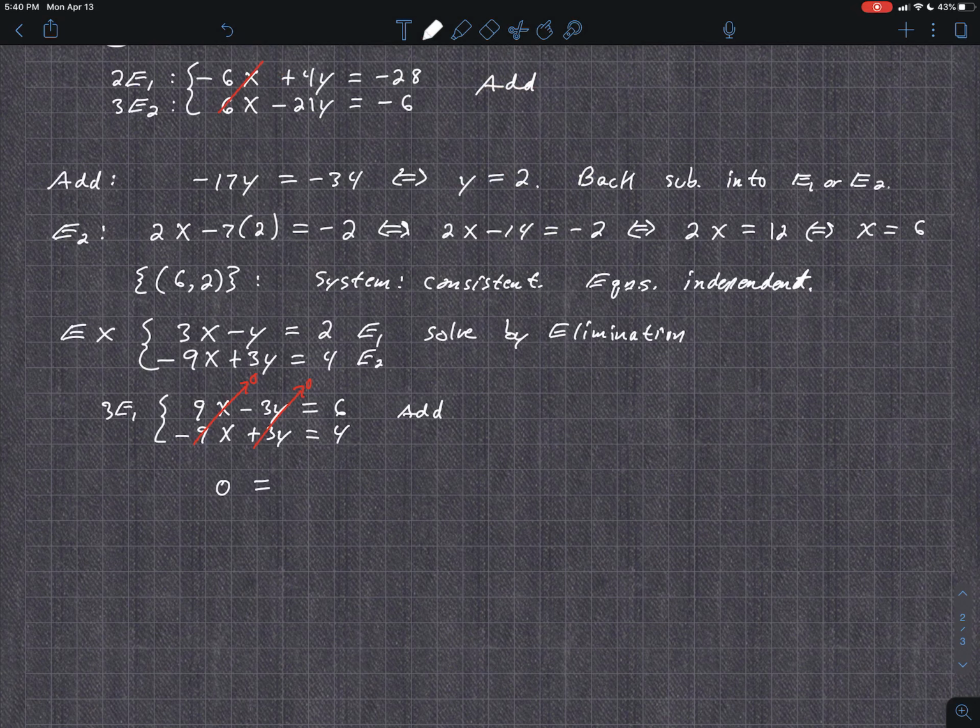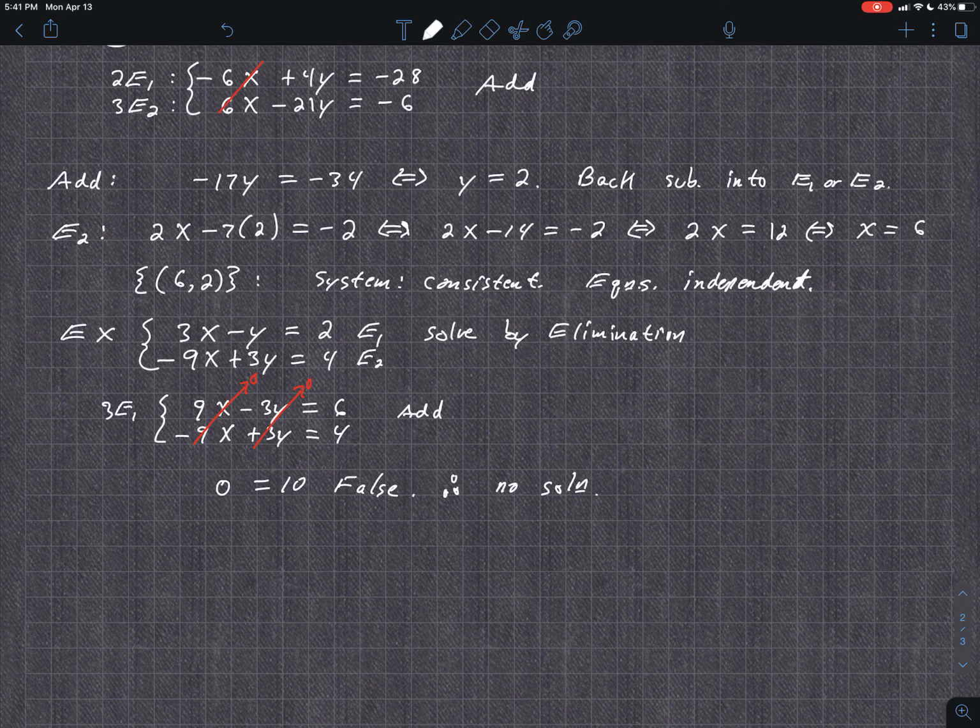And so you get 0 equals 10, which is a false statement. So anytime you get a false statement, you're done. You can just say that's it, no solution. So therefore, no solution.